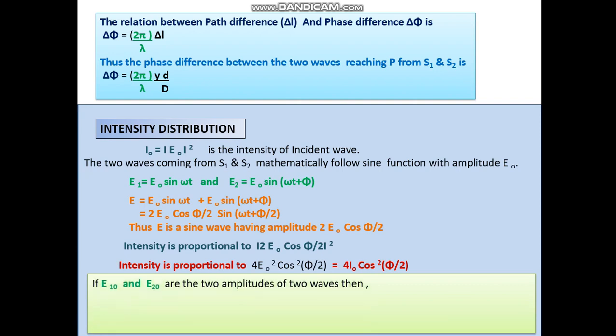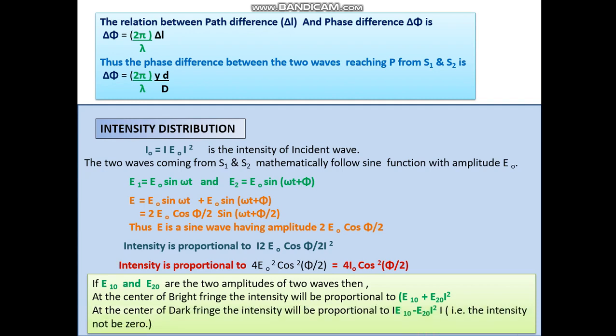If E10 and E20 are the two amplitudes of the two waves, then at the center of the bright fringe, the intensity will be proportional to (E10 plus E20) squared. At the center of the dark fringe, the intensity will be proportional to (E10 minus E20) squared.